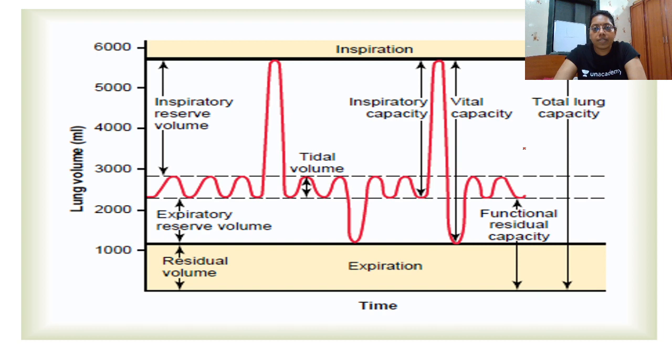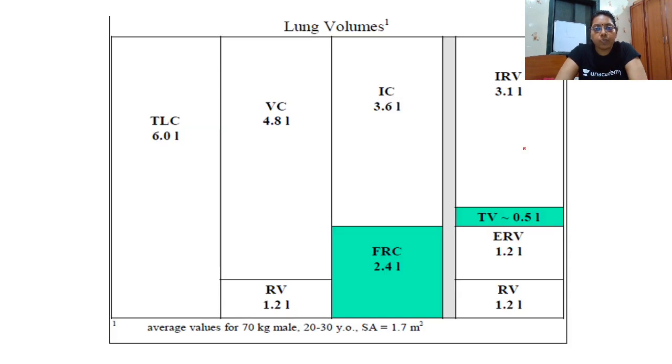So you can go through this diagram again and I'll quickly show you all these volumes and capacities again. So we have tidal volume, roughly 500 ml, ranging from 350 ml to 500 ml in males and females. It also depends on the height and the weight of an individual. We are going to discuss that in detail. Then we have inspiratory reserve volume, which is almost 3 to 3.5 liters. Expiratory reserve volume, which is the volume of the air that is expelled out forcefully and deeply after normal expiration, is 1.2 liters.